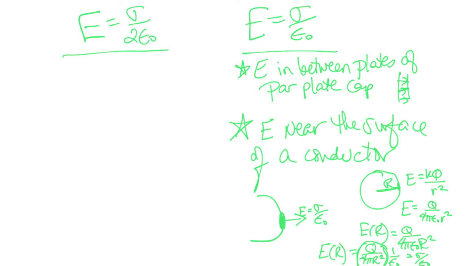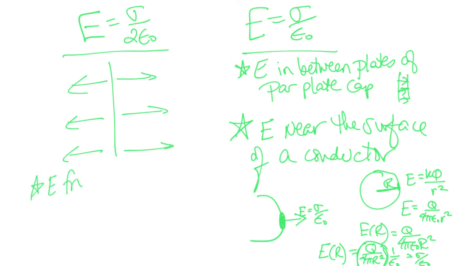Okay, so that's where you're going to see sigma over epsilon naught. Sigma over 2 epsilon naught was the electric field from a charged sheet. Okay, from a charged sheet. All right, hopefully that helps.